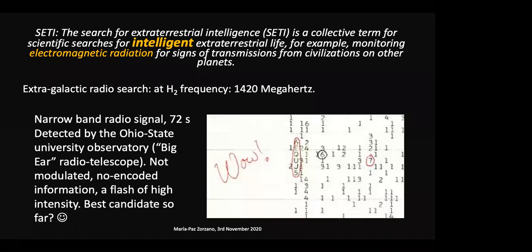It's a narrow band signal that was detected at the Ohio State University Observatory. And as you see, the observer wrote "wow" where this flash of very high intensity was detected. And that is why the signal is called the Wow detection. But actually, this is not a true demonstration of life.